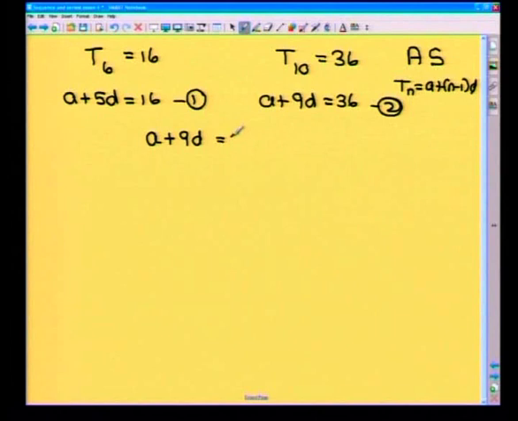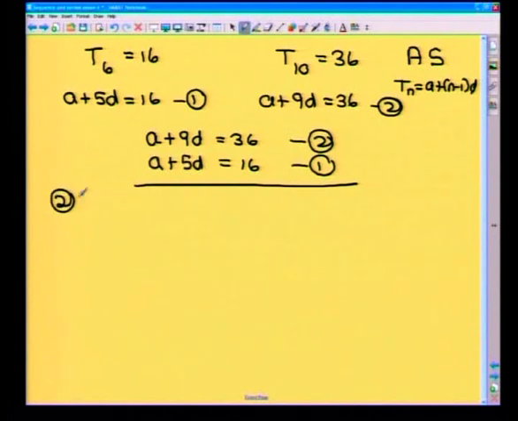And so you could go the elimination method or the substitution method. Quite honestly, I think you're better off with elimination because you can see if I write these underneath each other, so if I put the bigger one over here, equation 2, and underneath I write equation 1, which has got smaller numbers in it, and I say, let's take equation 2, subtract equation 1. You can see if I'm going to take a and subtract a, it'll fall away. 9d minus 5d will give me 4d. And 36 minus 16 would give me 20.